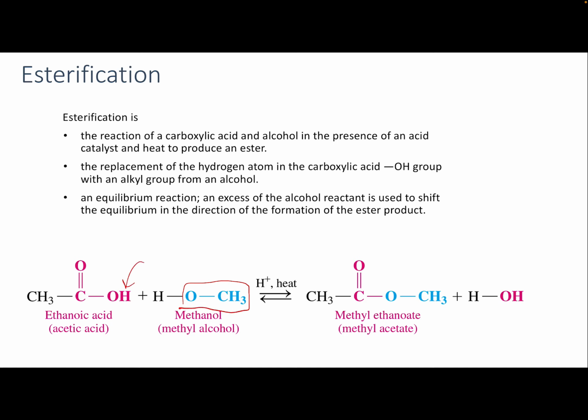Now, an equilibrium reaction means that this is subject to forming an equilibrium. We may not get all of our acid converted into the ester. And so there's a couple of ways that we make this shift in this direction. We can add an excess of reactants, so just have lots of this stuff, or an excess of one of these, whichever one's cheaper, which will drive the reaction to the right.